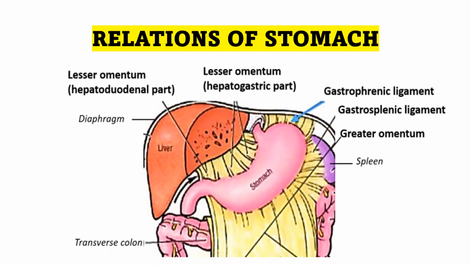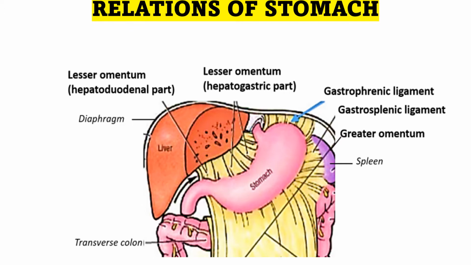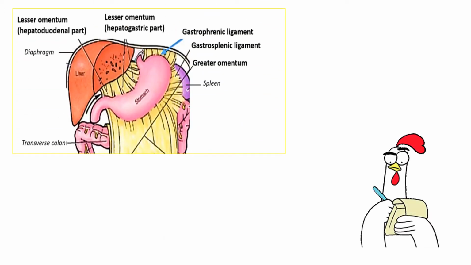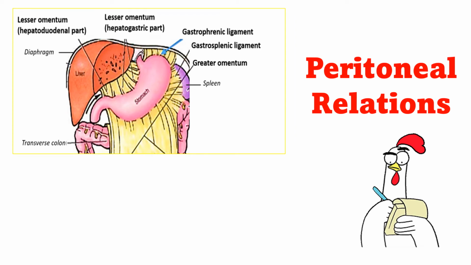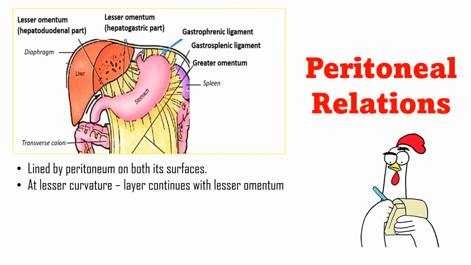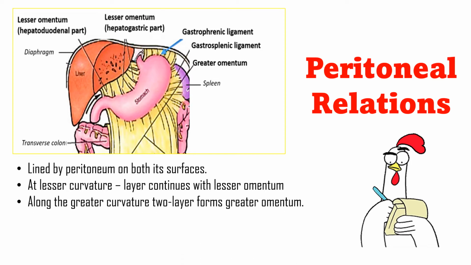Next, we're going to look at relations of stomach, which means how stomach lies in relation to other organs or other parts of the body. Starting with the peritoneal relations, we know that stomach is lined by peritoneum on both its surfaces. At the lesser curvature, the layers of peritoneum lining the anterior and posterior surface meet and become continuous with lesser omentum. Along the greater part of greater curvature, two layers meet to form the greater omentum.